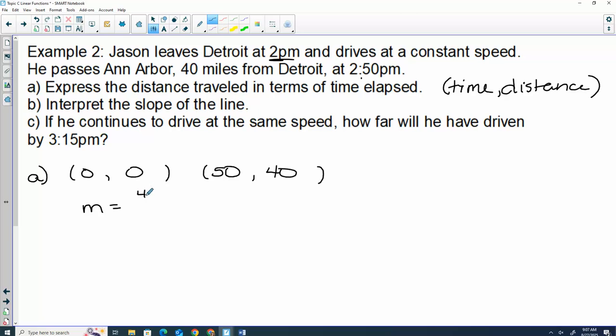Changing y, we're changing x. y2 minus y1 over x2 minus x1. 40 over 50 reduces to 4/5. Do I need to find my y-intercept? No, I'm given that already. It's when x is 0, your y-intercept is also 0. If you didn't catch that, just plug in y equals mx plus b. It'll take you 10 seconds tops as a quick check. So do you want to use x and y or d and t? X and y? So y equals 4/5 x would be my equation.